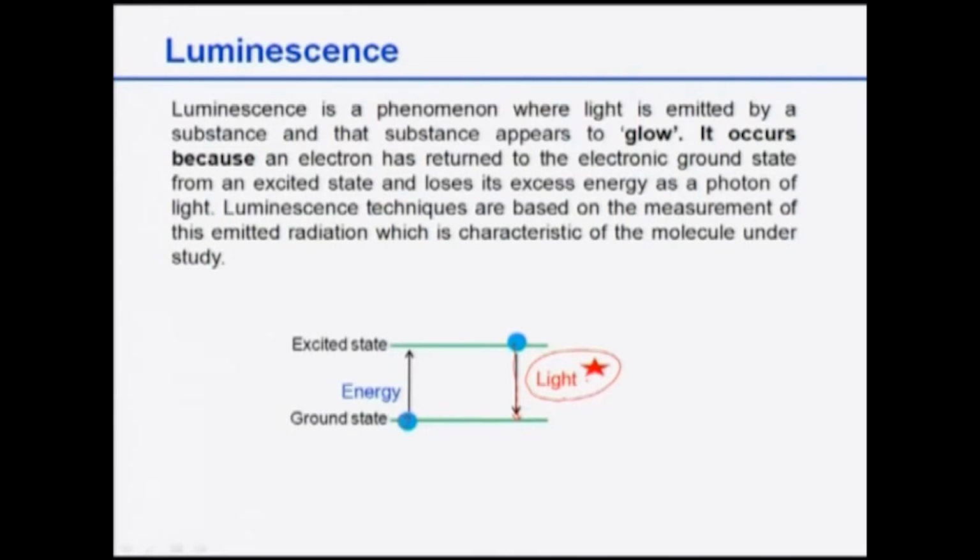So, luminescence techniques are based on the measurement of this emitted light, the emitted radiation, and as we have discussed over the last few lectures on different aspects of UV visible spectroscopy or FTIR, the infrared spectroscopy, this emitted radiation is always characteristic of the molecule because of the specific electronic transitions which take place in such a process.